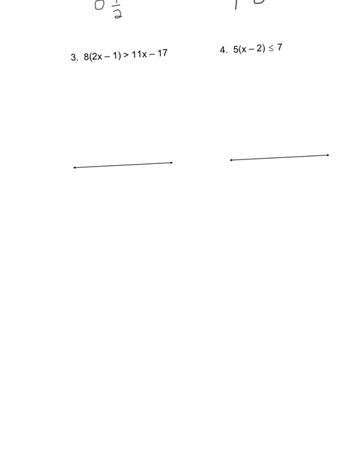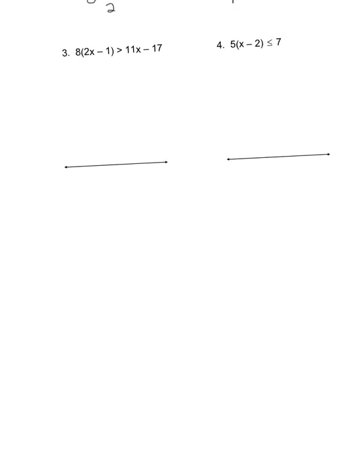Just like yesterday, number touching parentheses means what? Distribute. So we have 8 times 2x is 16x. 8 times negative 1 is negative 8. What's that sign? Greater than. 11x minus 17. Okay. All right.